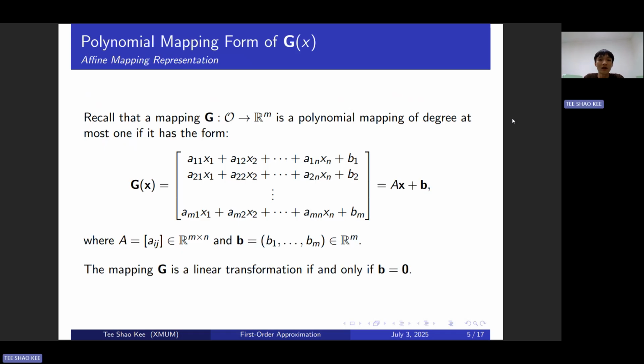Here we clarify what a polynomial mapping of degree at most 1 looks like. It can be written as g(x) equals Ax plus b, where A is an m times n matrix and b is a constant vector in R^m. Note that the mapping g is a linear transformation if and only if b is equal to 0. This is essentially a linear transformation with a translation. Think of it as a tilted plane in space.